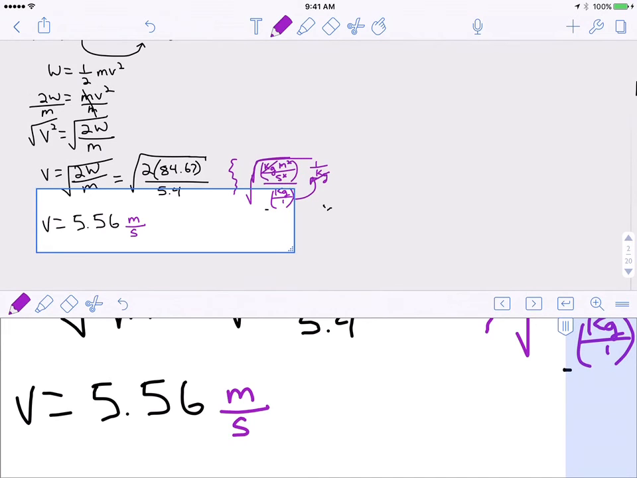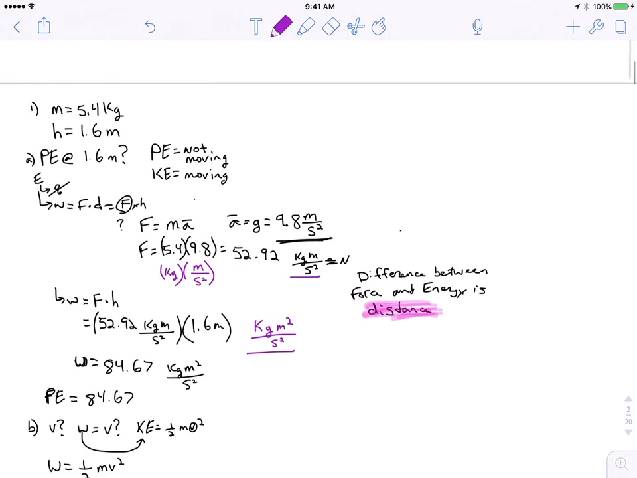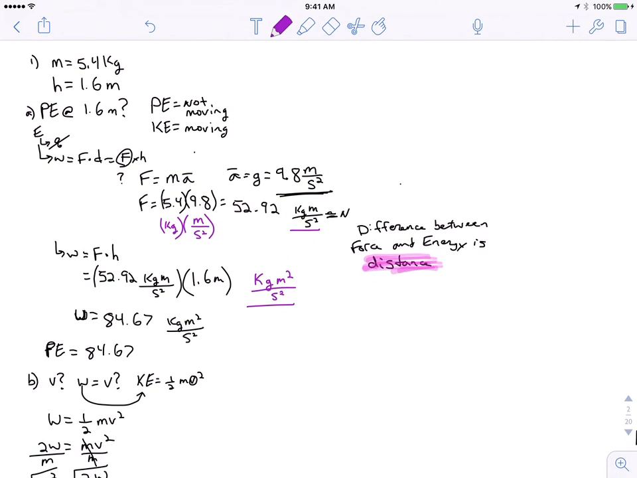Excellent. So just to do a quick review, what we did is we calculated the amount of force using gravity of a 5.4 kilogram object. It has that much inherent force. I lifted it up a height. It took a little bit of work to do that. It took 84.67, joules, I'm sorry, I never added that in here. This is equal to a joule. 84.67 joules to lift this thing up. And that's good because the difference between force and energy, which in this case is work, is distance.